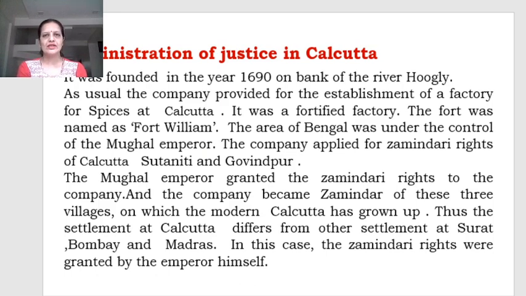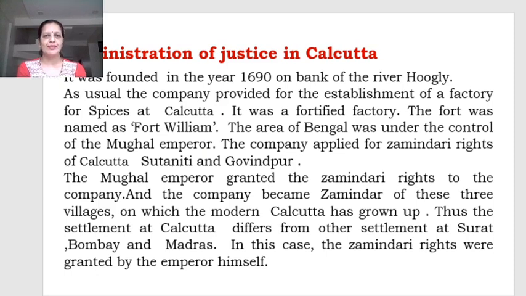As usual, the company provided for the establishment of a factory for spices at Calcutta. It was a fortified factory and the fort was named Fort William. The area of Bengal was under the control of the Mughal emperor at that time.